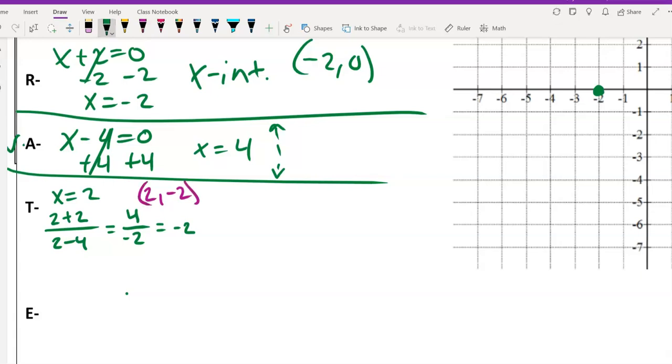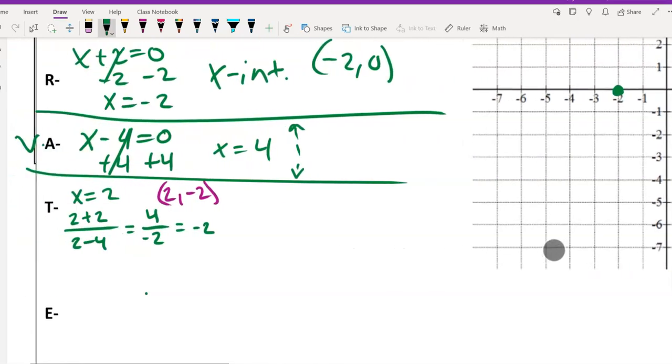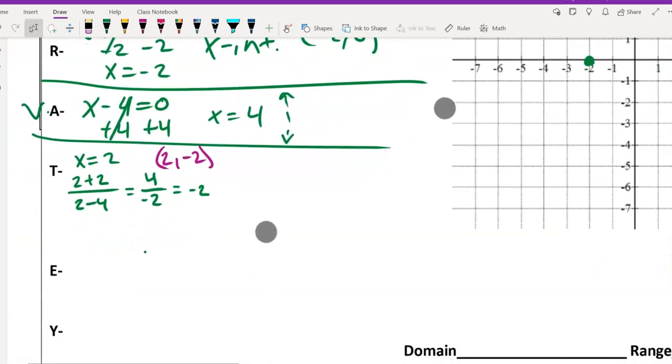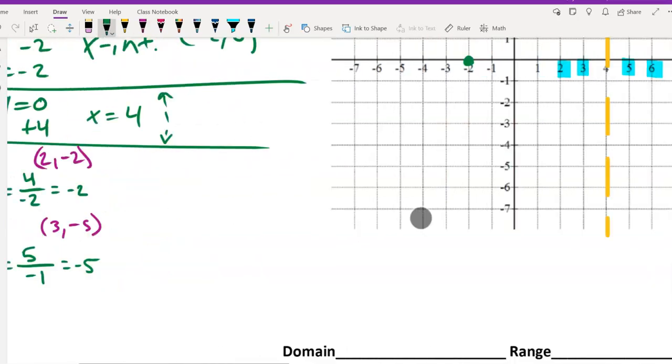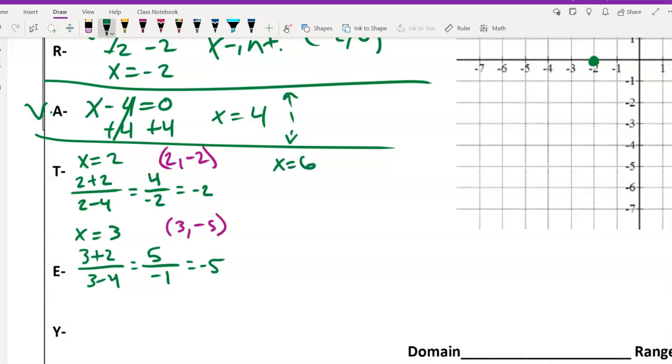Next test point. We said 3. We'll do the plots after. So we have x equals 3. So we have 3 plus 2 over 3 minus 4. 3 plus 2 is 5. 3 minus 4 is negative 1. So our point here is 3, negative 5. Next test point is 6. So for x equals 6, we're going to say 6 plus 2 over 6 minus 4. 6 plus 2 is 8. 6 minus 4 is 2. 8 over 2 is 4. So our test point is 6, 4.